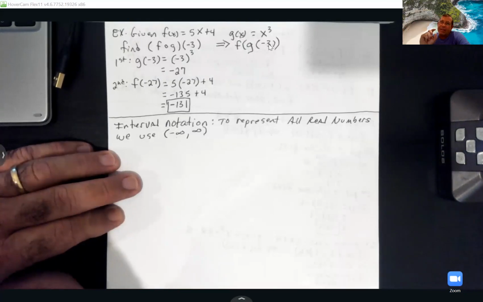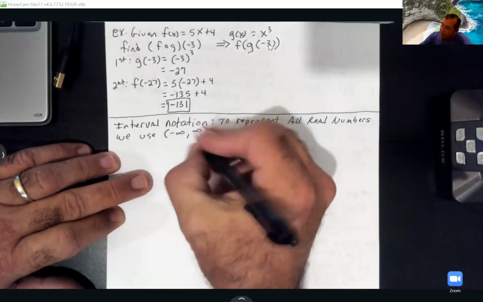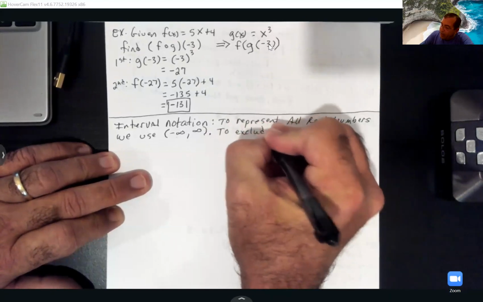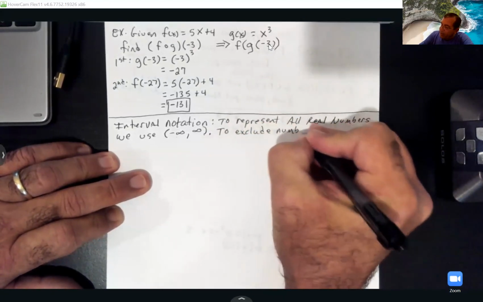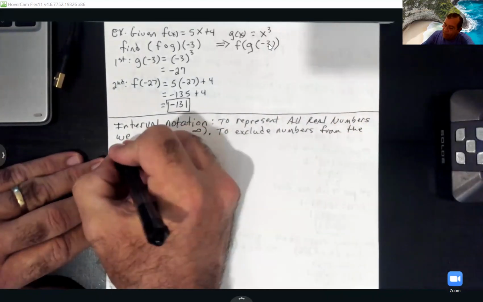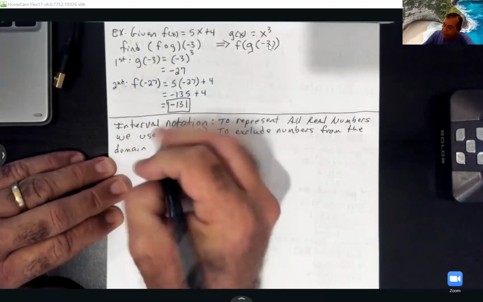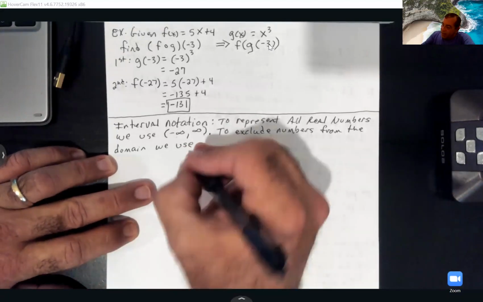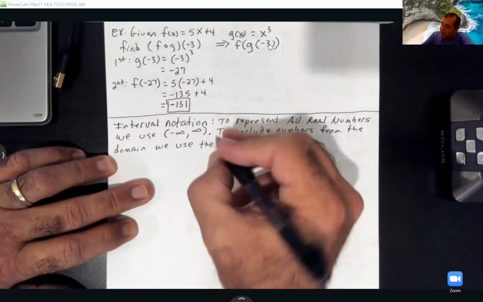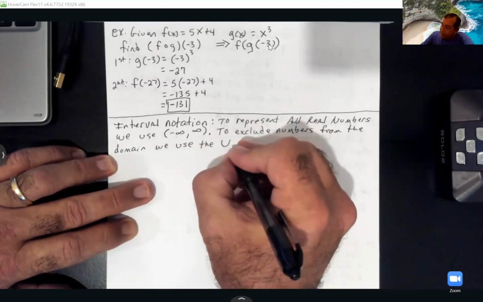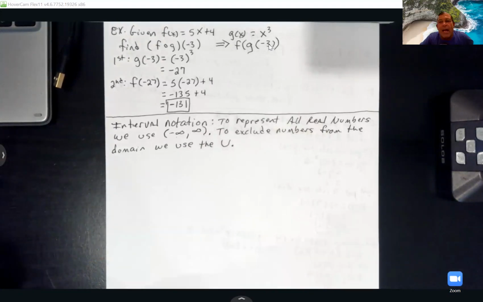So what we got to figure out is how do we exclude numbers? So y'all, here we go. To exclude numbers from the domain, we use the union. So this is sort of like and.